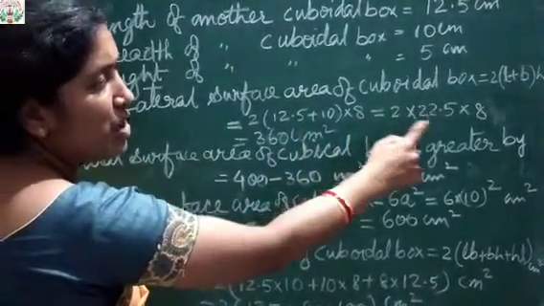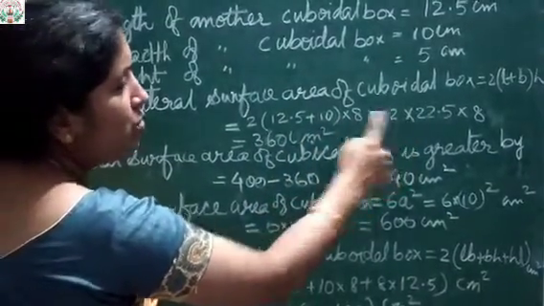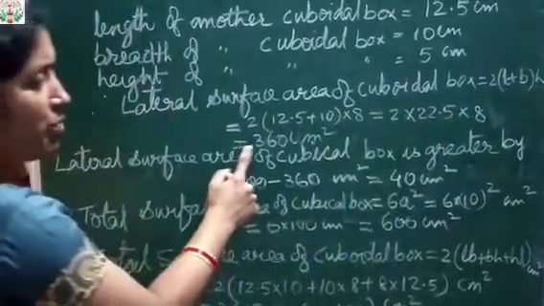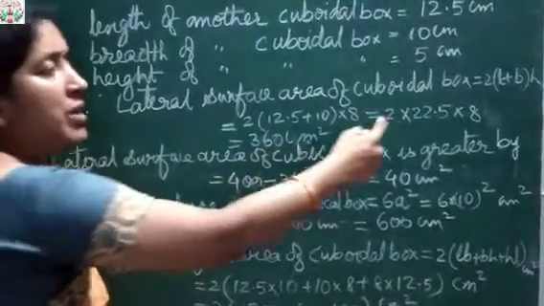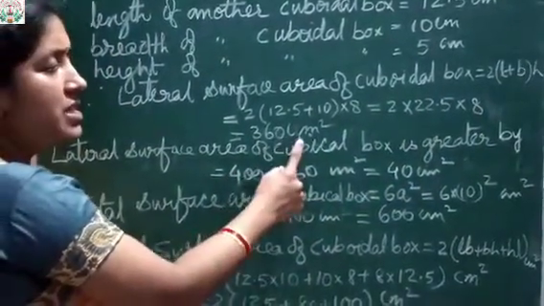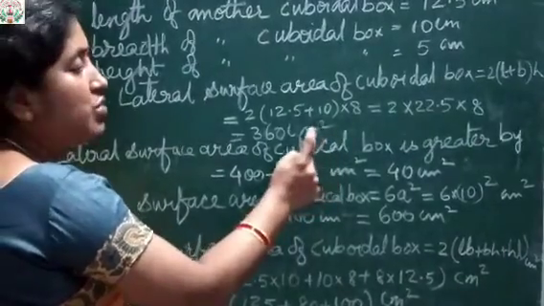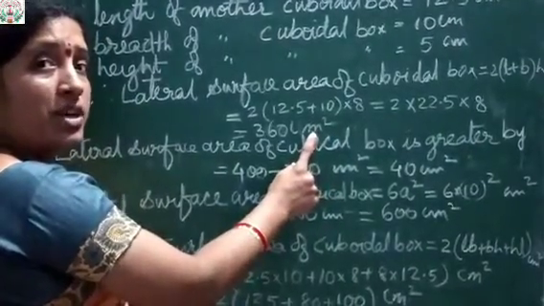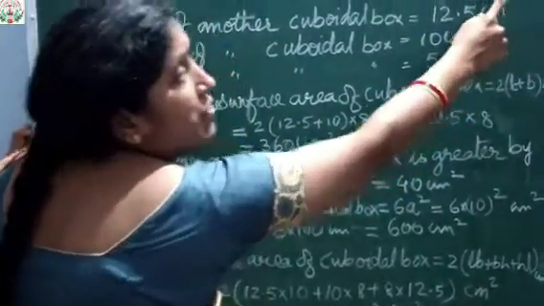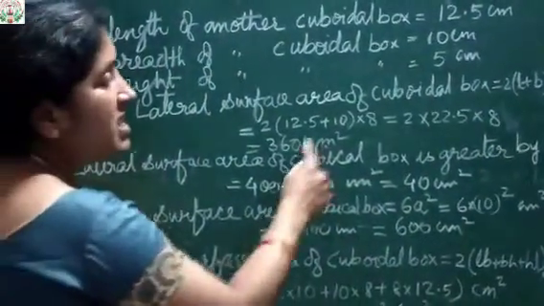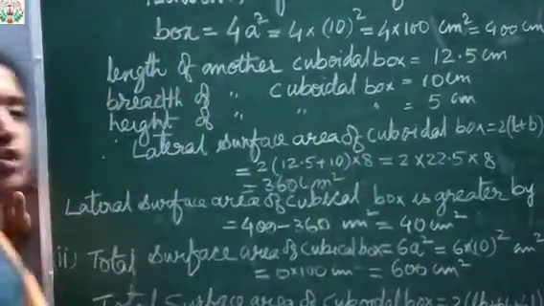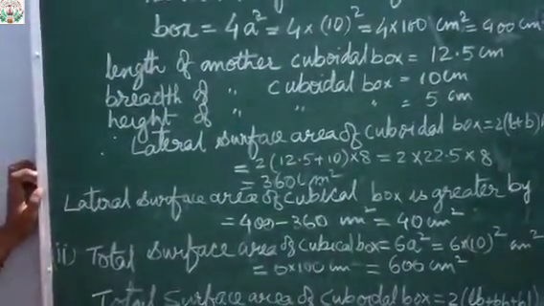So on simplification what will you get? 2 into the addition of these, which will be 22.5, into 8. So on multiplication of all these numbers we will get what? 360 cm square. So this is the lateral surface area of the cuboidal box, and this is the lateral surface area of the cubical box. Seeing this, which is greater? We can understand from here the cubical box has the greater lateral surface area.